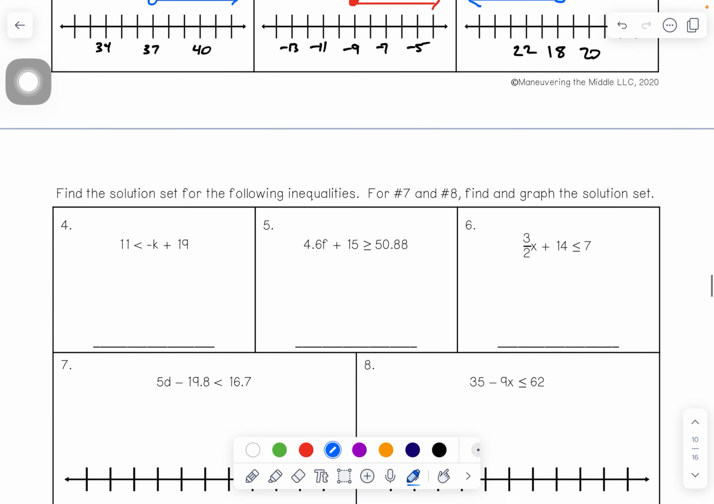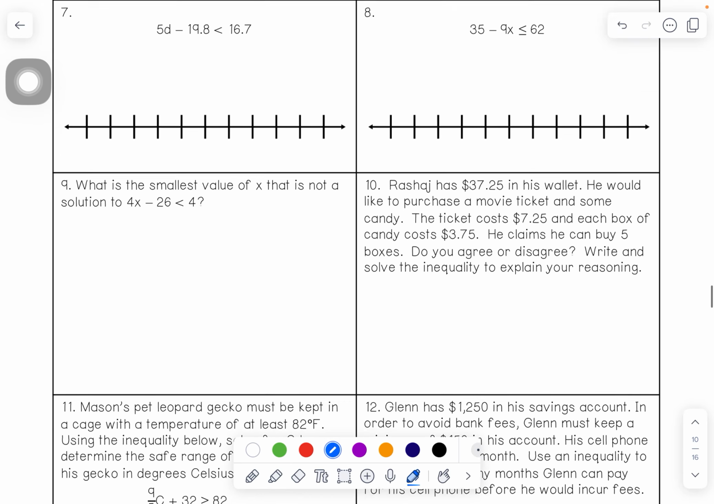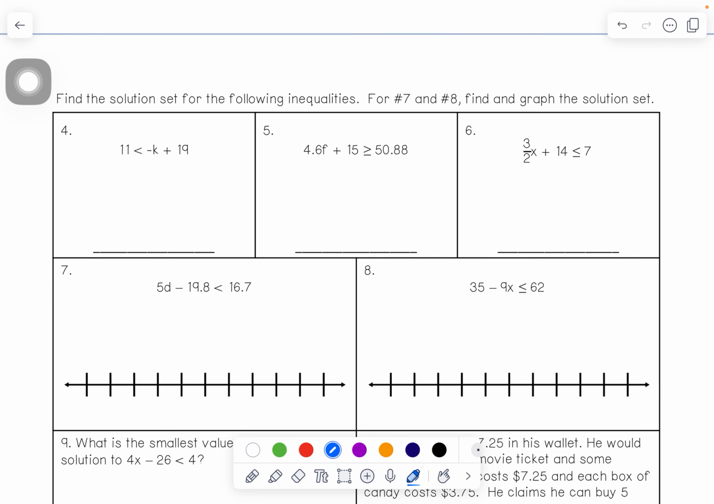All right, let's scroll down here to the next page. Now, if at any point you want to pause this and then come back to it, so that you can do these on your own, that's a great idea. Otherwise, I'm going to keep working through some of these and show you what the answers are there at the end.